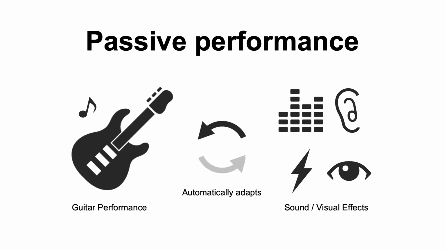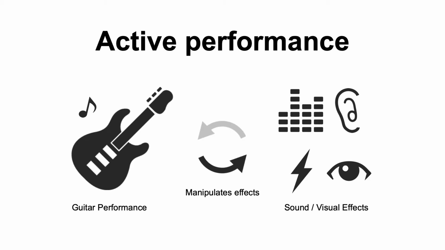Passive performance refers to a state in which the performer normally plays the guitar, and the interface automatically applies sound and visual effects. For example, when playing the guitar, the picking motion itself is sensed and the parameters of the sound effects are automatically adjusted.